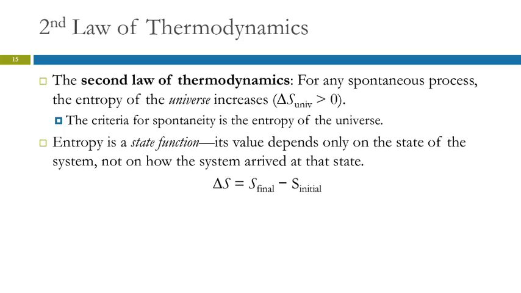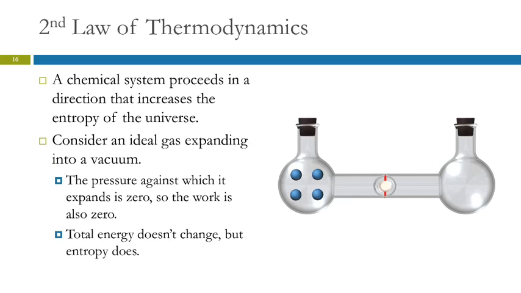Like a change in elevation, the difference between where you start and where you end up is the same regardless of how you got there. So the change in entropy is the final minus the initial. So chemical systems proceed in a direction that increases the entropy of the universe.